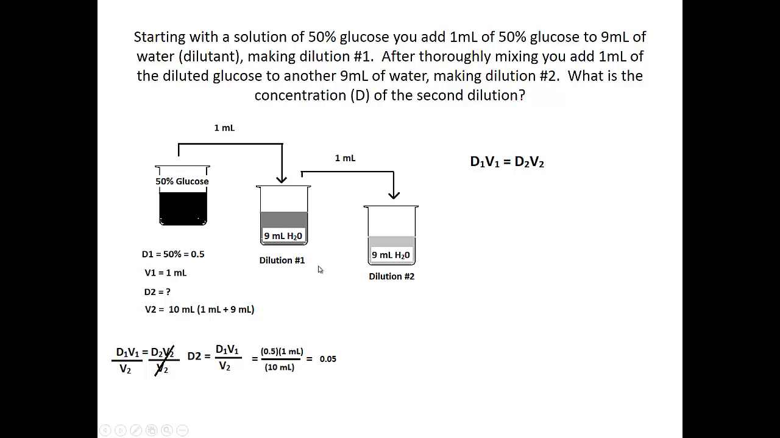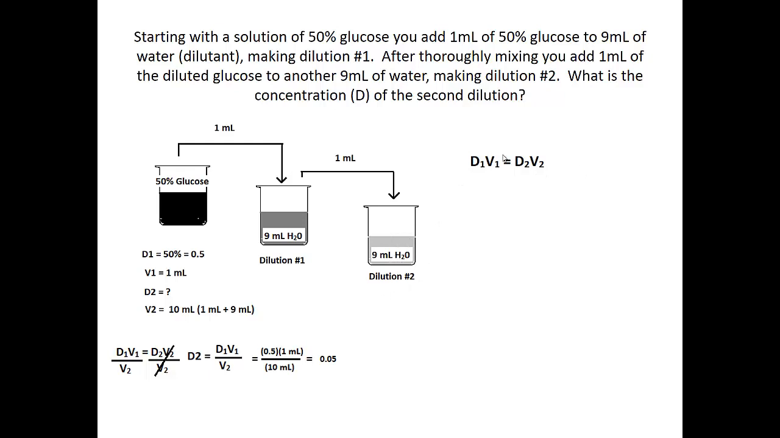Okay, so we now know what the concentration here is, 0.5. The problem is asking us, however, what is the value of the second dilution? So what we're going to do now is take the same equation and reset it so that now the variables will apply between dilution 1 and dilution 2. So all the variables here now relate to D1 and V1, and the D2 and the V2 will now relate to dilution number 2.